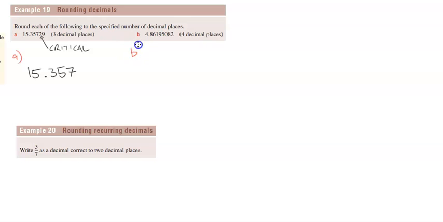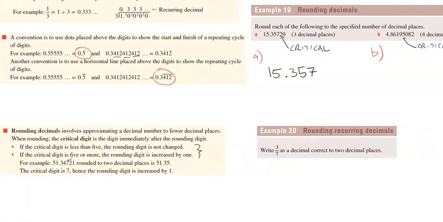With B, we're going to round this to 4 decimal places. So our 5th decimal place is going to be the critical digit: 1, 2, 3, 4, 5 over here. So this is our critical digit. And again, we're just going to read the rules. If the critical digit is less than 5, the rounding digit has not changed.